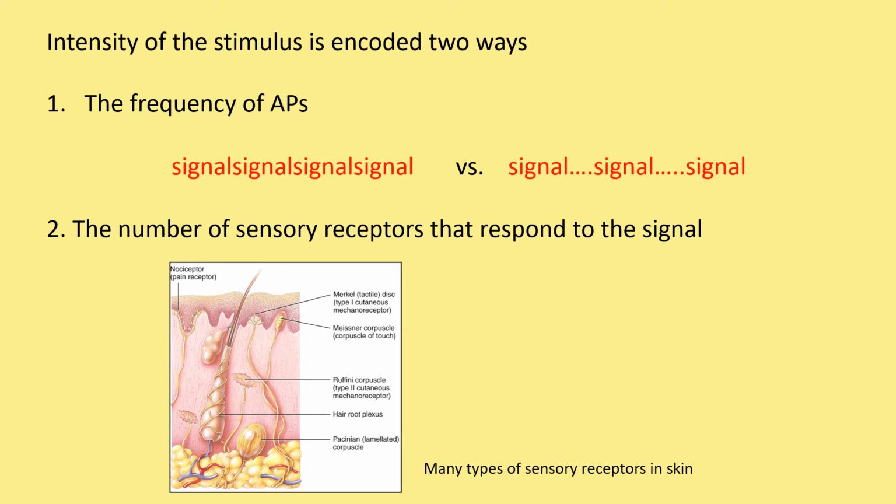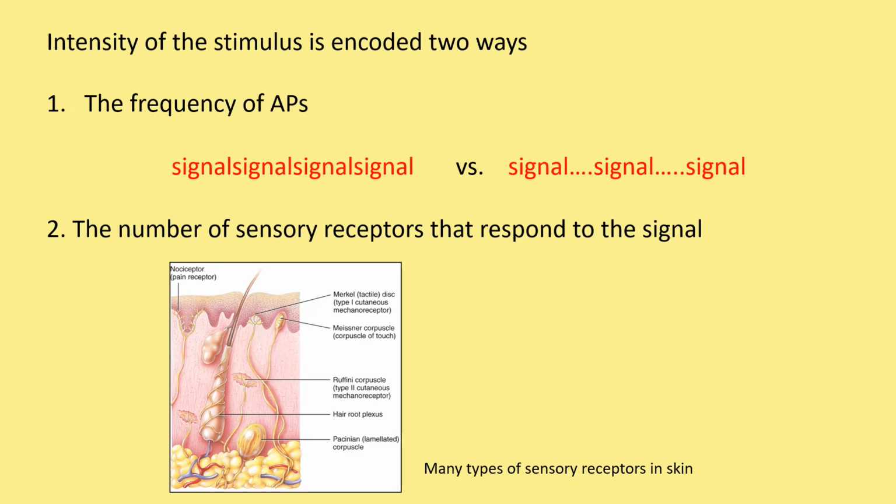The first one is the frequency of action potentials. So think about the touch receptors that are in our skin, the Meissner's corpuscles, the Pacinian corpuscles, the Merkel discs, etc. And it's okay if you've never heard of those things. There are a variety of sensory receptors in our skin. And in response to the smack across the face, they are going to fire action potentials in rapid sequence. Signal, signal, signal, signal, signal. Versus that gentle caress: signal, signal, signal.